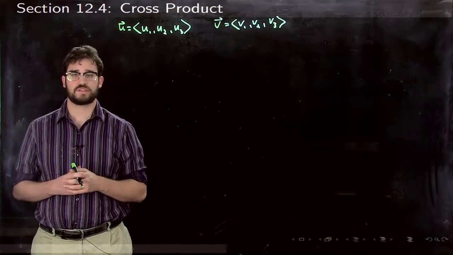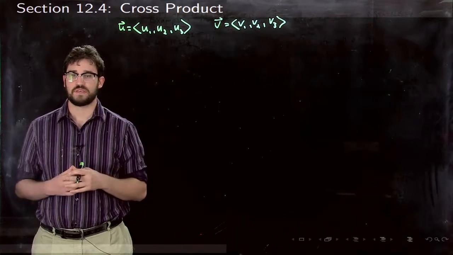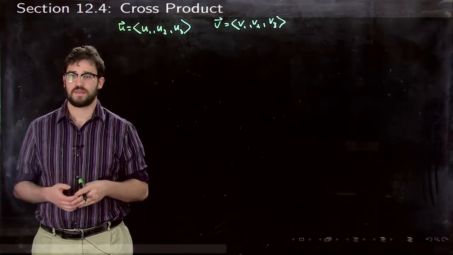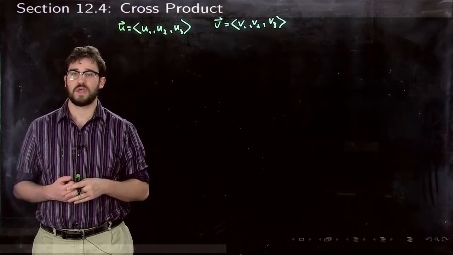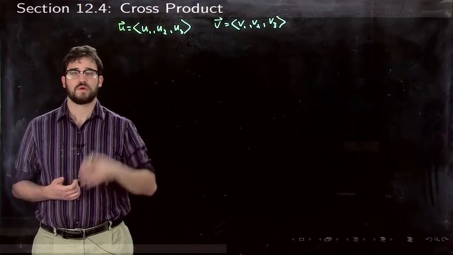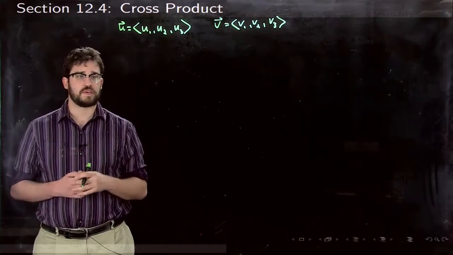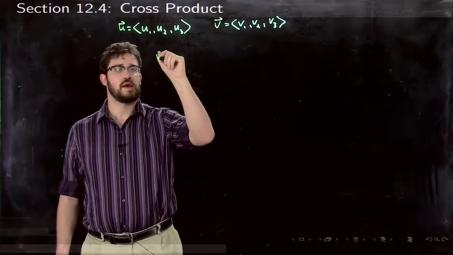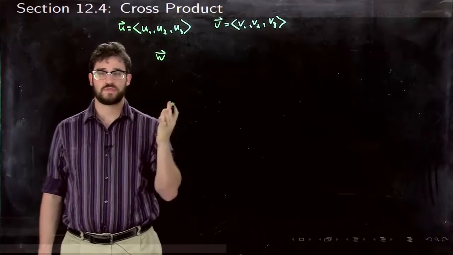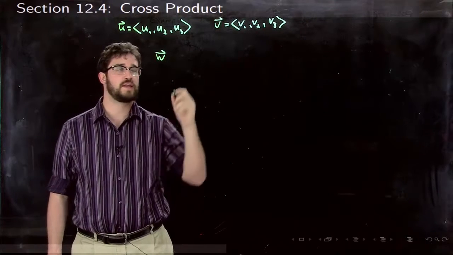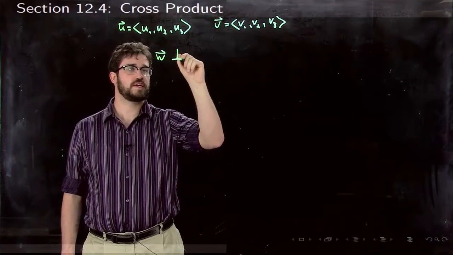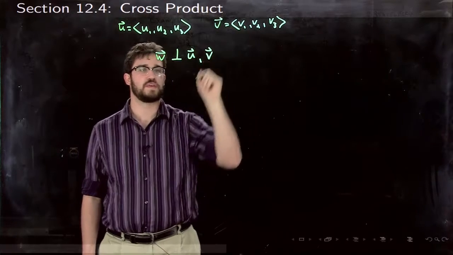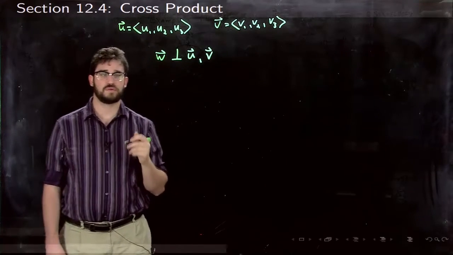Now, we've already talked about the dot product, but suppose there's another type of product that we could think of, which is called the cross product. If we have u and v, which are vectors like this, and we wanted to create another vector, w, such that w was perpendicular to u and was perpendicular to v, how would we do this?